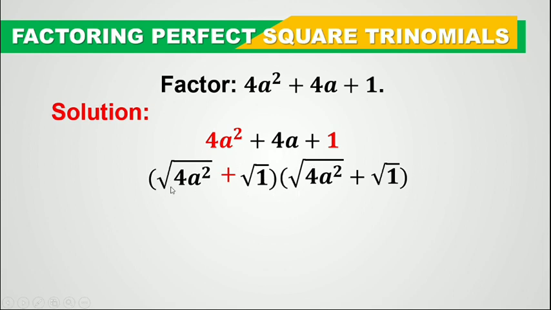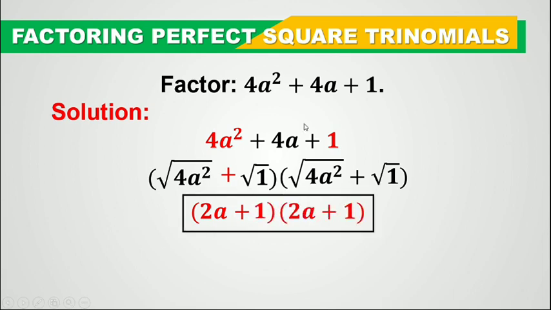So the square root of 4a squared plus the square root of 1, times, we're just going to copy this, so both factors are the same. Then let's simplify. The square root of 4a squared is 2a, plus the square root of 1, which is just 1. Then you just copy it. And therefore, this is now the answer for this particular question.